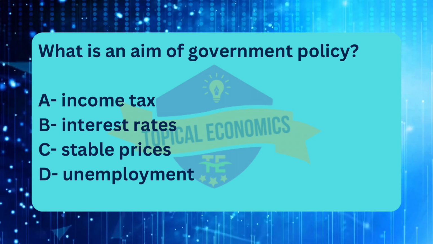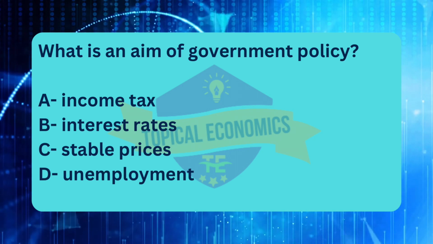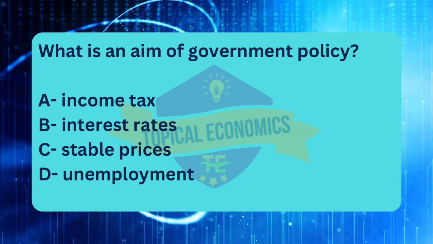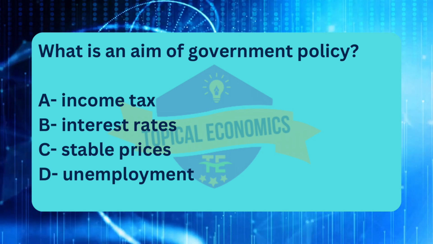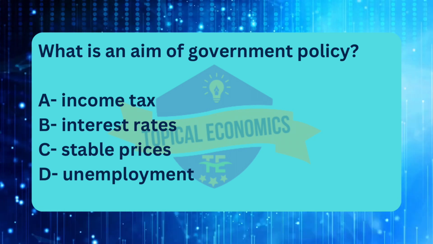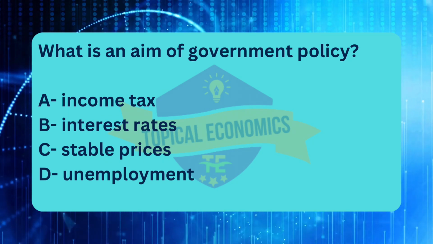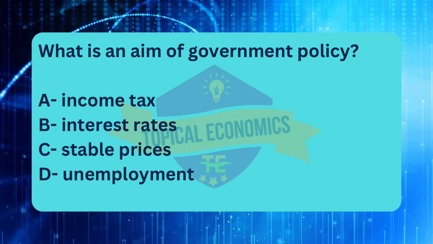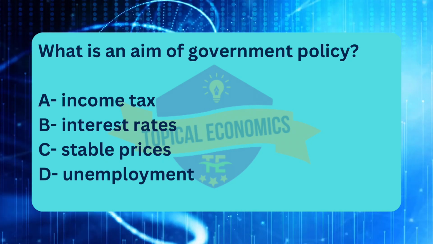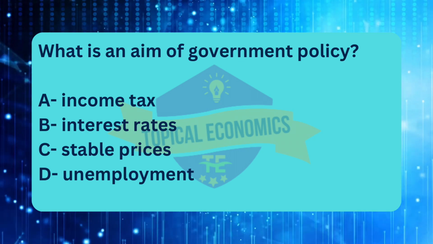The aim of government policy is generally to promote economic stability and welfare. Government policy often seeks to achieve stable prices, low inflation, which is a key objective of monetary and fiscal policy. While income tax, A, interest rates, B, and unemployment, D, are also important economic factors influenced by government policy, they are tools or outcomes that relate to broader goals like price stability, economic growth, and full employment.